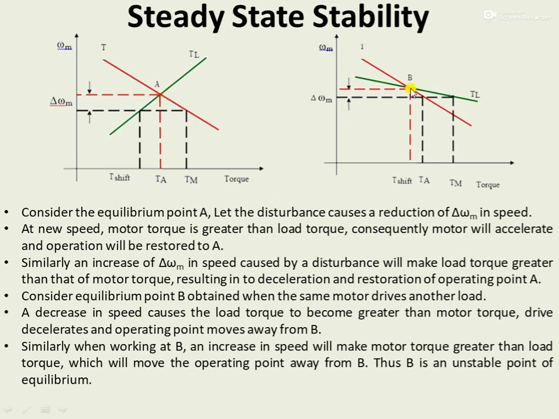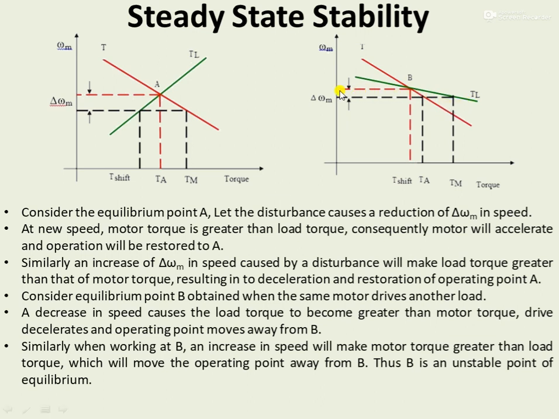Now let's consider the equilibrium point B. Due to some disturbance there has occurred a reduction in speed, and the new speed is represented at this particular point. At this new speed the value of load torque is greater than that of the motor torque. This will cause further retardation effect, due to which the operating point moves further away from the equilibrium point or steady state point B.